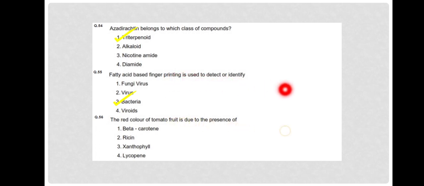Next question is question number 56. Red color of tomato fruit is due to presence of. So the answer is lycopene. This is a very common question, mostly asked in different exams. So this lycopene compound is responsible for the red color of tomato fruit.